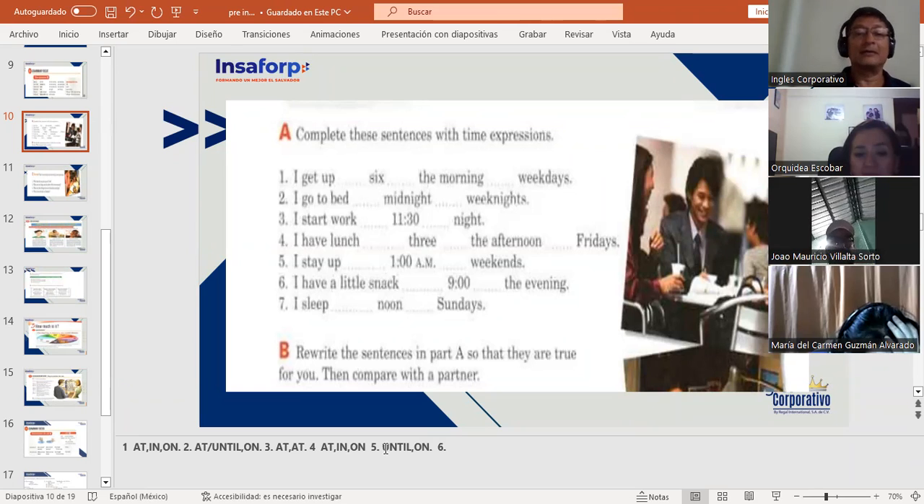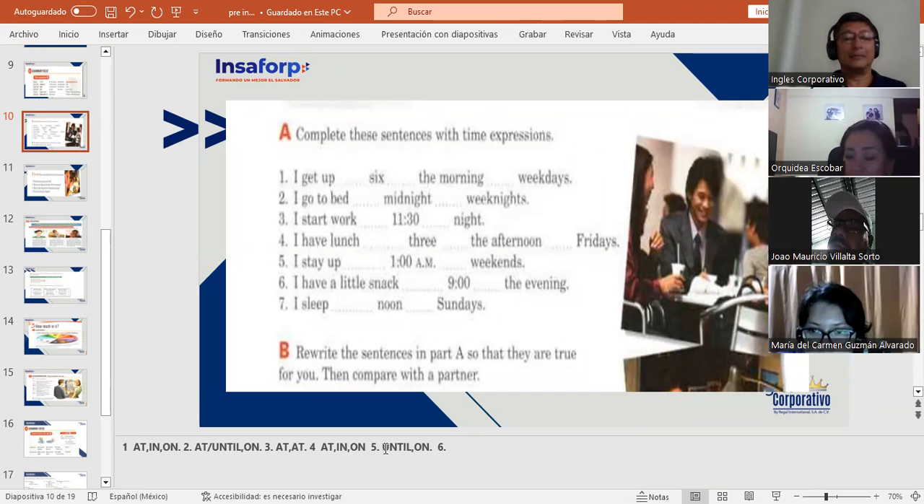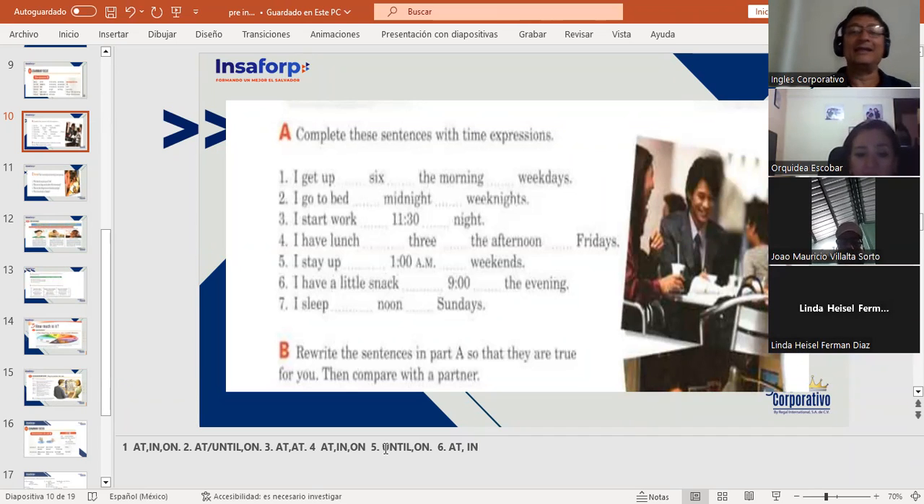Number six. I have a little snack at nine in the evening.